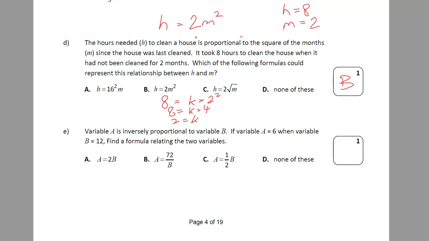Similar again. Variable a is inversely proportional to variable b. It's still proportional to, which is still an equals k, but the word inversely puts the other variable in the denominator. It doesn't say b squared or square root. It's just b. There's nothing fancy, but the word inversely puts the other variable on the bottom. So it's not a equals 2b, there's no variable on the bottom there. It's either b or d. But let's do what it says.